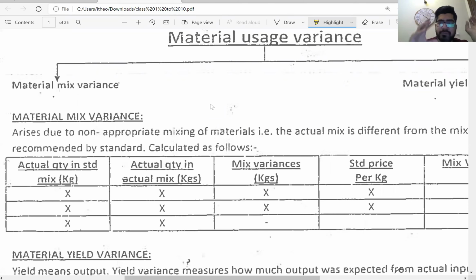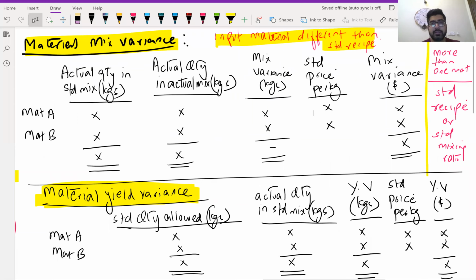So whenever you input materials in a different mix as recommended by standard, a variance occurs called material mix variance. Like here, material mix variance occurs when your input material is different than standard. Like we eat biscuits, biscuit also has eggs, sugar, butter. You cannot say input as much butter as you want, as much cream as you want. No, there is a standard recipe, this much butter, this much sugar. If it's different than the standard, then a variance comes called material mix variance.